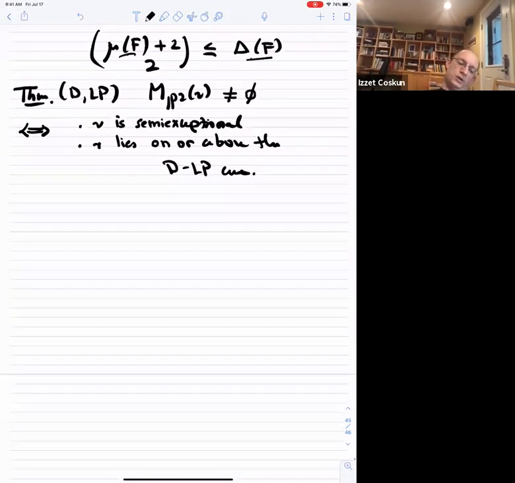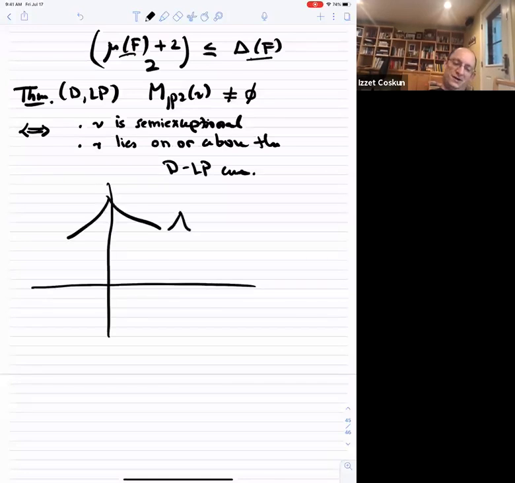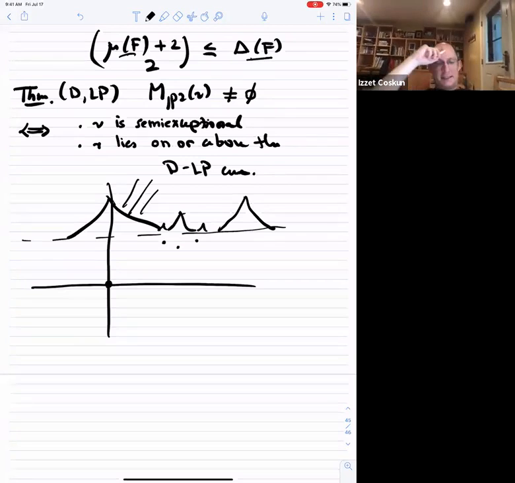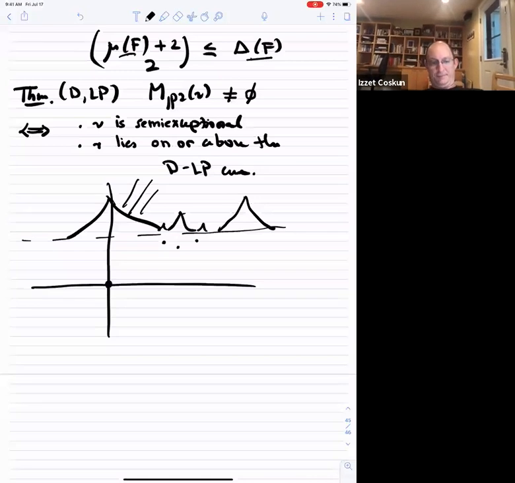Okay? So in other words, that is the picture. You have this curve that we just described, this fractal curve. This is a half. So if you want a non-empty moduli space, you either have to pick one of these exceptional points where your moduli space is a single point, or you have to be on or above this fractal curve. Okay? So that's the classification of stable bundles.